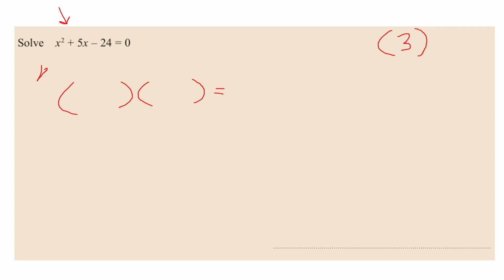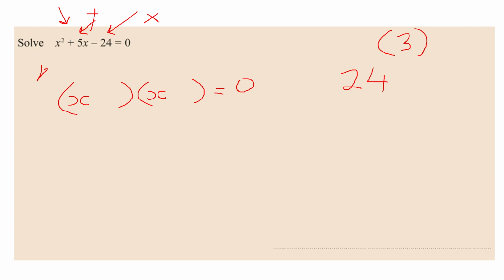I'm going to make it equal to 0. To make x squared, we put x and x first. Then I want 2 numbers that add to make positive 5, so plus 5, and the same 2 numbers that multiply to make minus 24. So looking for the factors of 24, looking for minus 24.